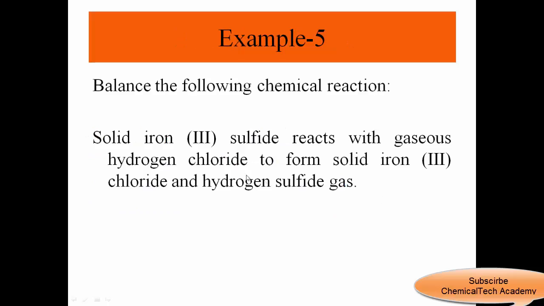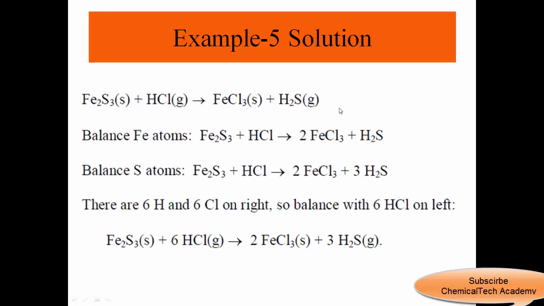Next example. Solid iron 3 sulfide reacts with gaseous hydrogen chloride to form solid iron chloride and hydrogen sulfide gas. As you see here, we have this example. So let's start with Fe. Here we have 2, here we have 1. So we need to place coefficient 2 in front of FeCl3, as you can see here. Next one is S, the sulfur. Here we have 3. On the right hand side we have 1. So if we place 3 in front of H2S, we can balance the number of sulfur atoms.